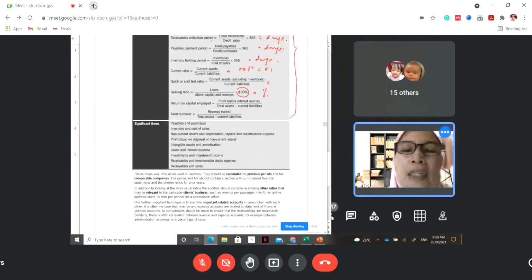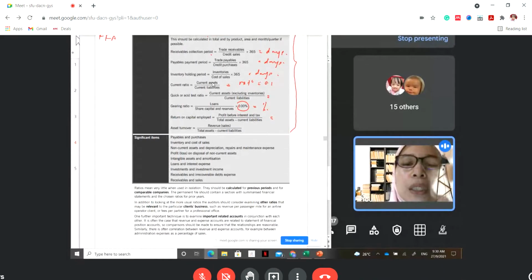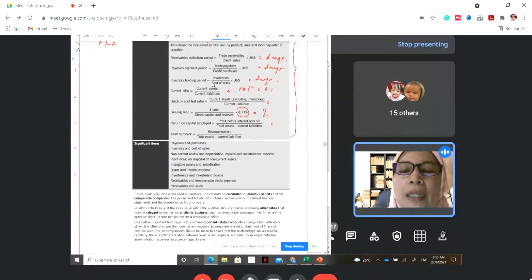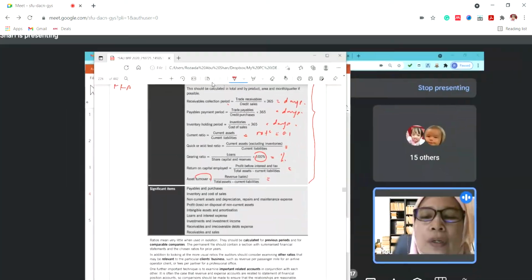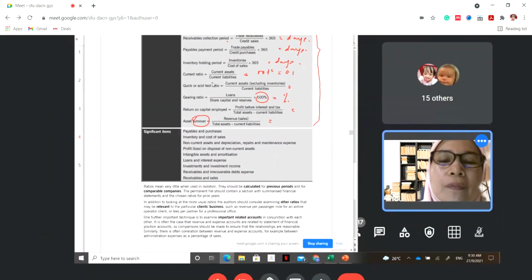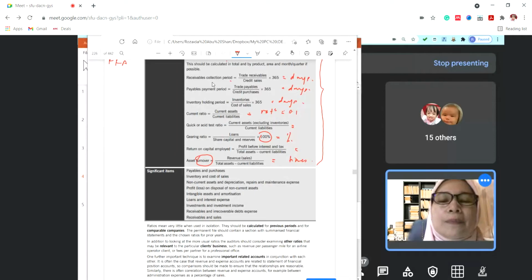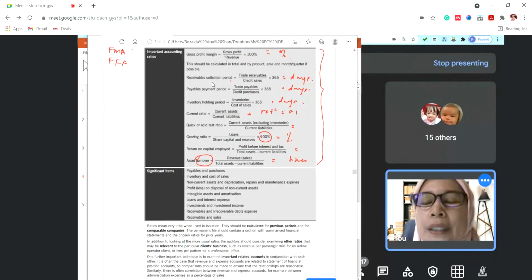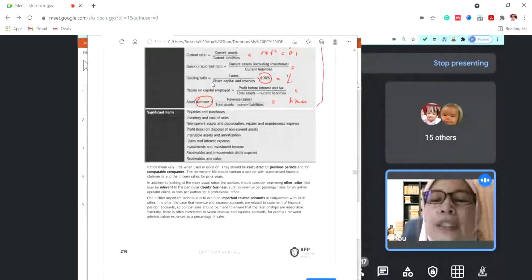ROCE, okay, maintain also in the ratio, and asset turnover. When we talk about turnover, you have times. Okay, so in times. So these are all the significant items related.